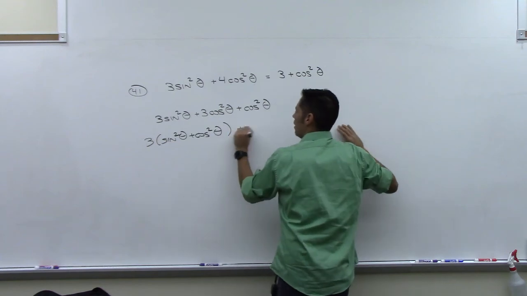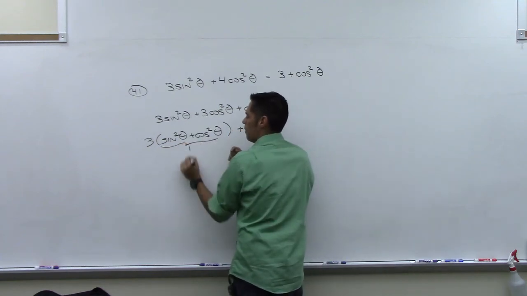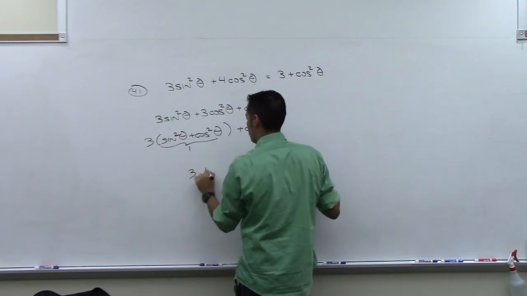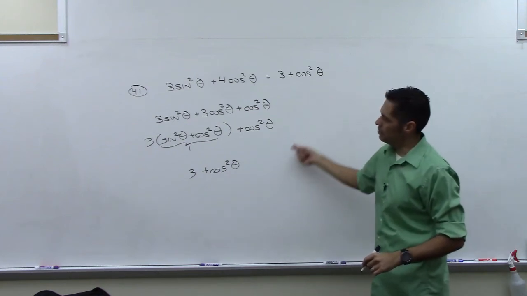And then I still have out over here this. And now this is 1. And 3 times 1 is 3, so I get 3 plus cosine squared theta. Oh, wow, that's tricky. That's tricky.